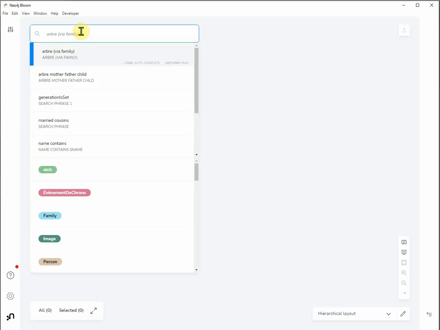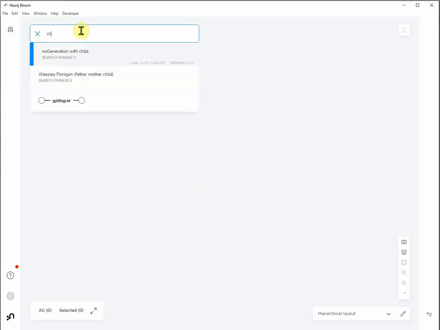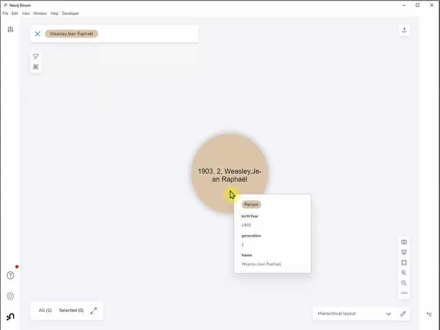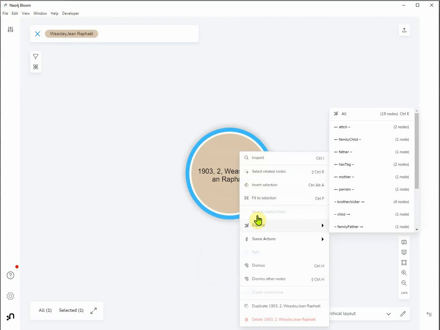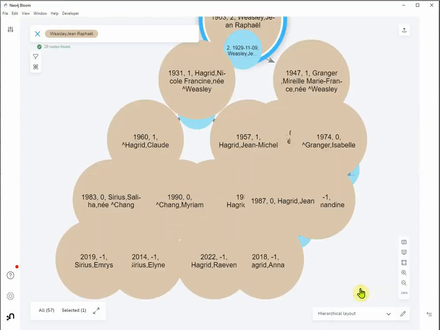Let's search a person, say my grandfather. The text displays his year of birth and generation. I'm 0, my grandfather is 2, etc. With scene actions that are parameterized Cypher queries, I can display his descendants.